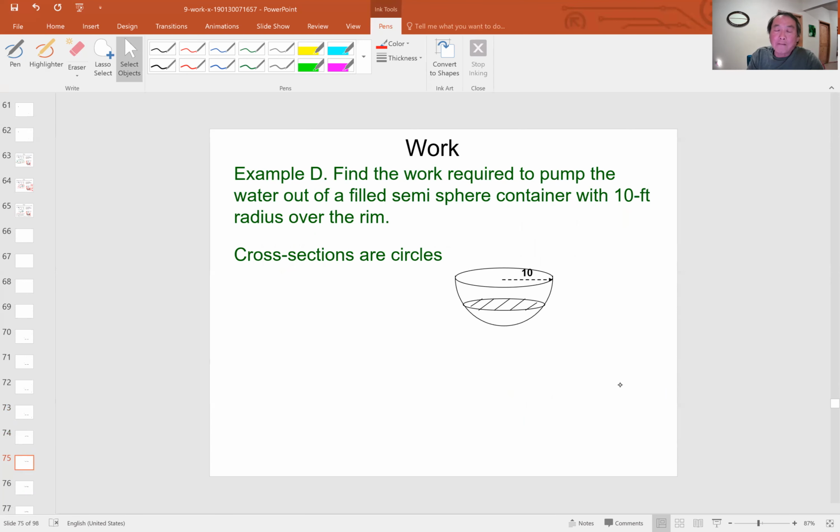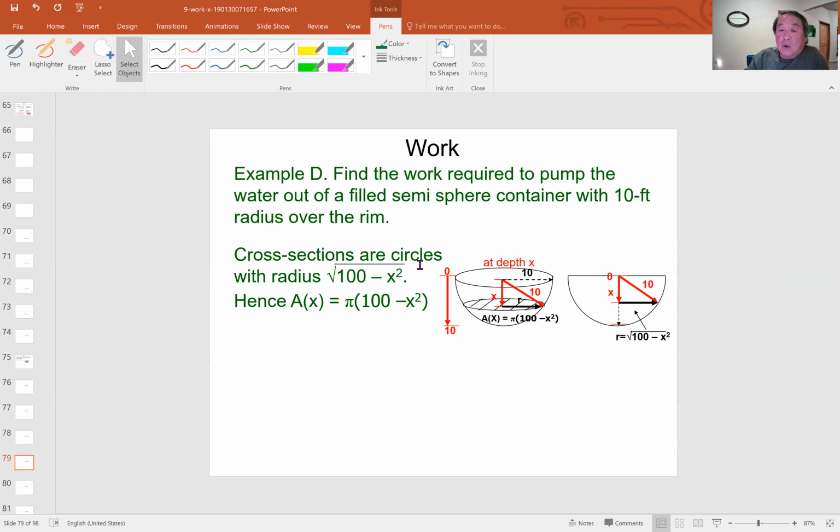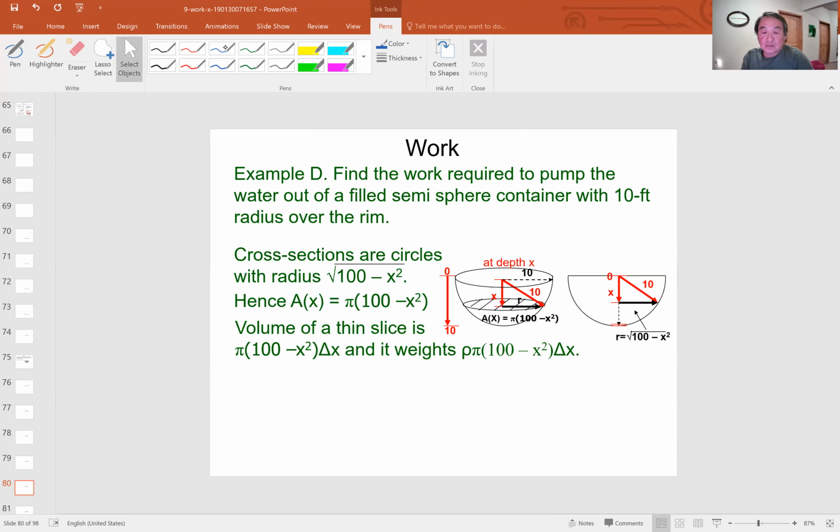So here's an example of how we pump water out of a hemisphere, 10 feet over the rim. In other words, there's a curve over, and the water goes over the other side. So there's a pump. In this case, I set x from 0 at the surface going down. Now I'm going to use that formula. The cross-sectional area is pi times (100 minus x squared), multiplied by dx times rho. That is how heavy it is.